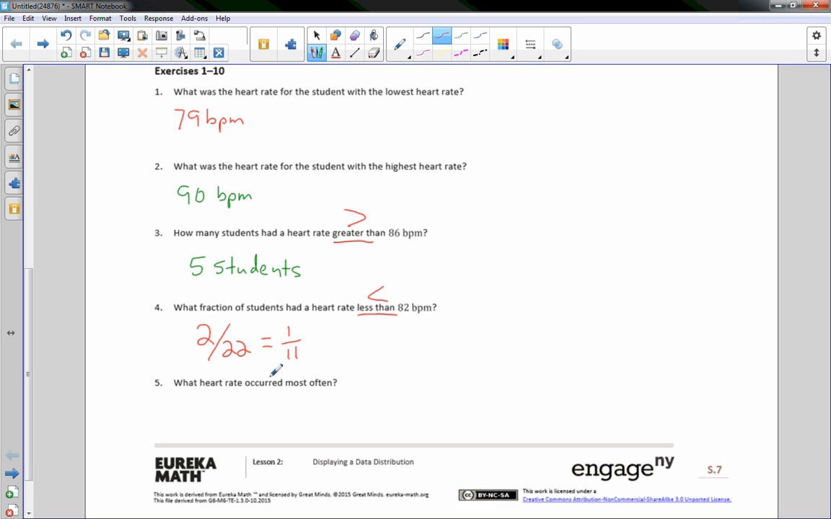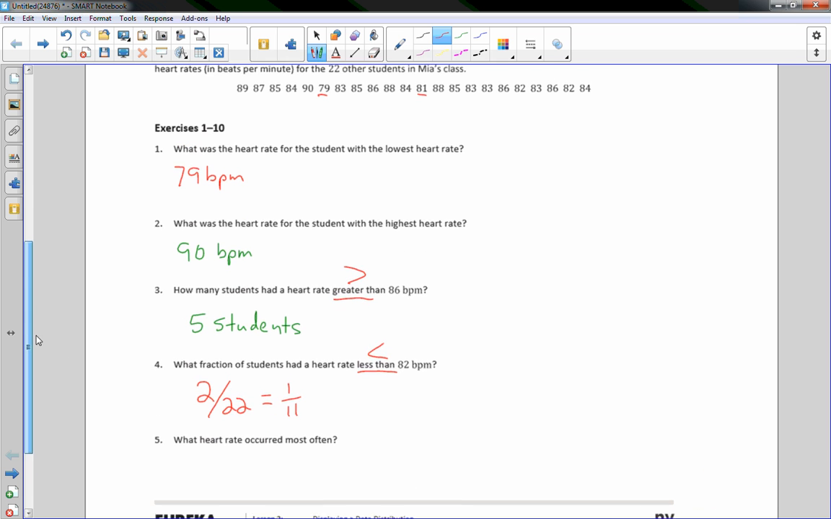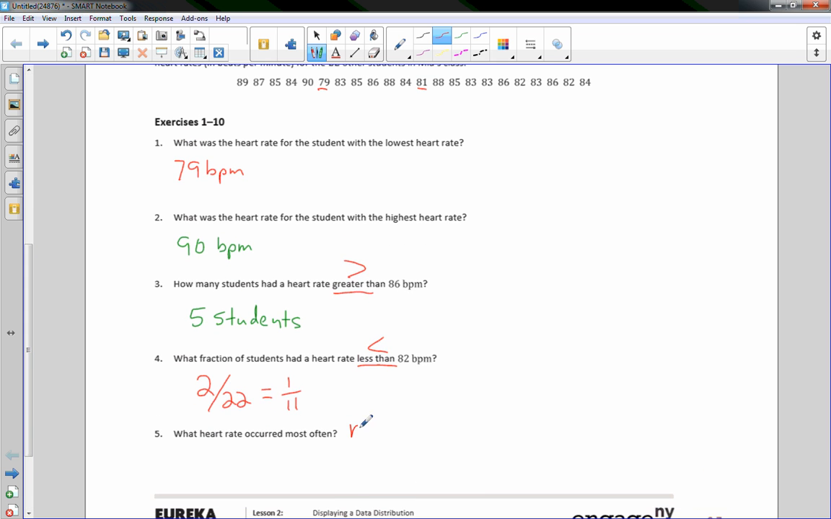What heart rate occurred most often? Okay, most often, that is called mode. The one that occurred most often. So now I'm going to take a look, and we will 89, 87, 85, 84. Nothing's repeated yet. 90, no 90s yet. 79, 83, 85. Here's an 85.